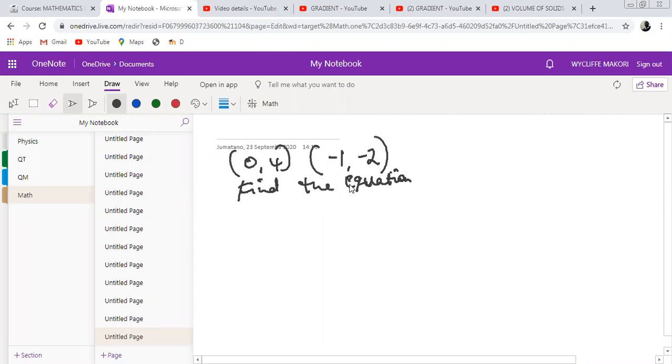Anytime you are told to find the equation, you cannot do it without first of all getting the gradient. There's no way you can find the equation without the gradient. So if you do the change in y over change in x, we take this one as our y2, this is our y1, then it's going to be negative 2 minus 4 over x2 minus x1, negative 1 minus 0. You will find that the gradient will give us negative 6 over negative 1, which is actually 6 for that case.